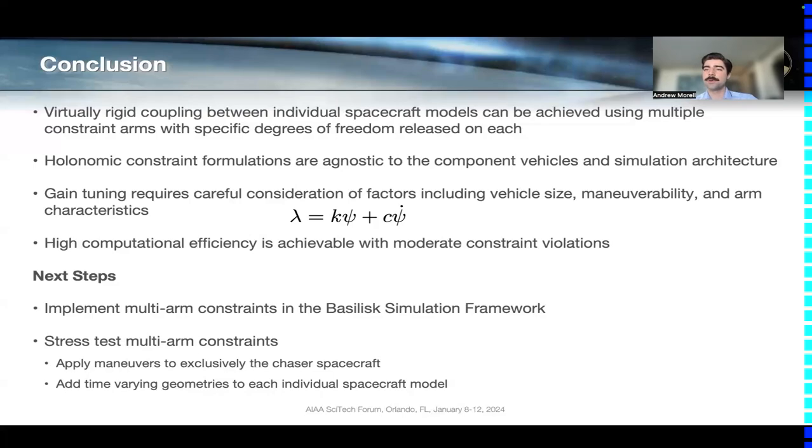We did something similar for our single arm constraints, where we applied different time-varying geometries to the individual spacecraft to see how the constraint violations were able to keep up, and also applied more complex maneuvers to each spacecraft.